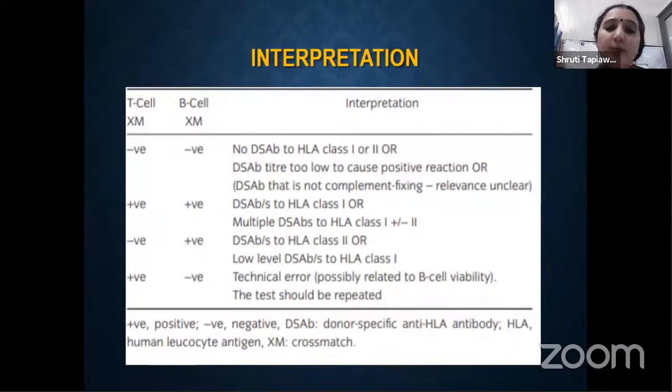If T cell and B cell both are positive, that means you have class 1 and class 2 DSAs, and this might be a risky transplant, but always pair it up with the newer technologies, which I will show you case report wise. A negative T cell and a positive B cell, you might have DSAs to class 2 or low levels to class 1 in addition. Positive T cell and a negative B cell, there can be a technical error, probably because of B cell viability, because the B cells are very delicate. So I usually tell my technicians that when you get a sample, start the process immediately, because you don't want dead B cells to start with, because you will not get good results then.